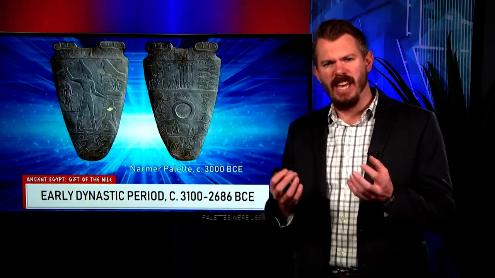But that's just the white crown of Upper Egypt, right? We don't see exact evidence for unification yet. What you're looking at here is something known as the Narmer Palette. And this is perhaps the best artifact that we've got in terms of giving us the earliest evidence for the unification of Egypt.